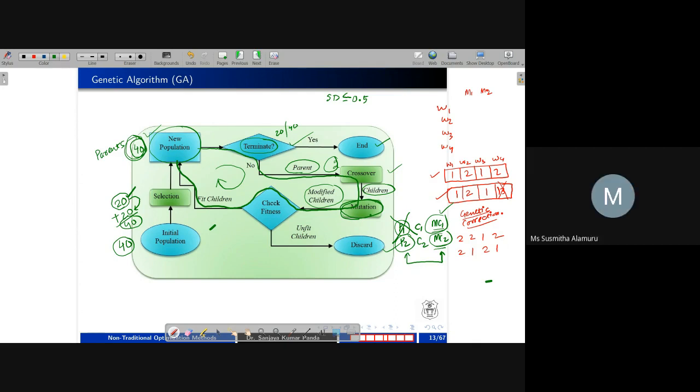Excuse me, sir. I have a doubt. How do we set the terminate condition? In order to achieve the optimum condition, you are setting the termination condition beforehand, right? So how do we know?